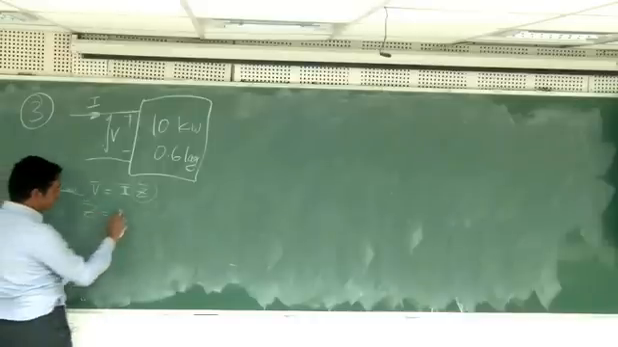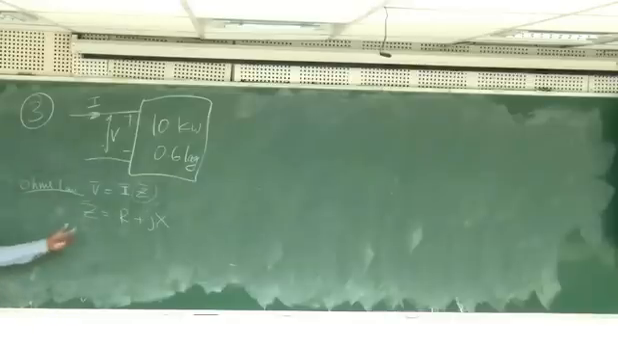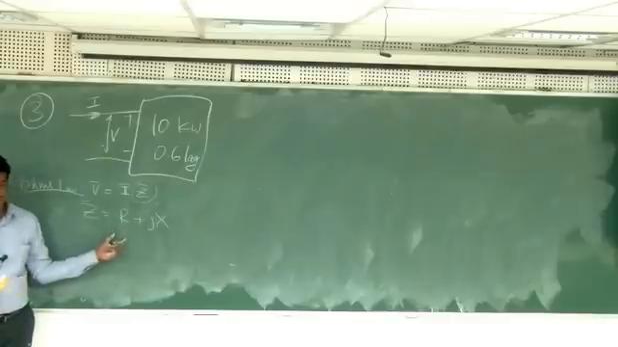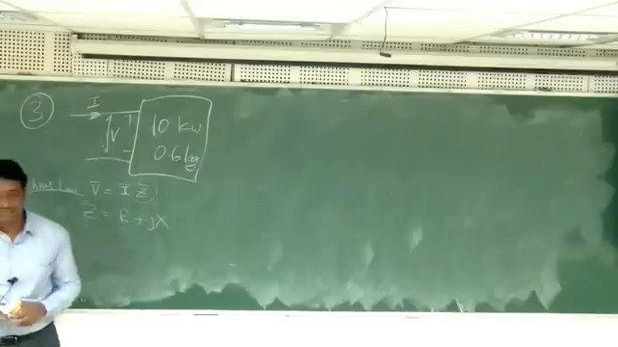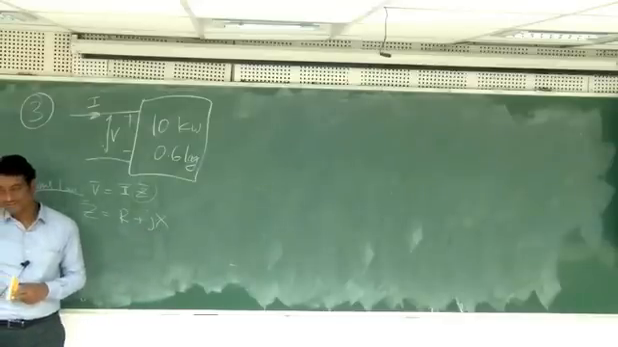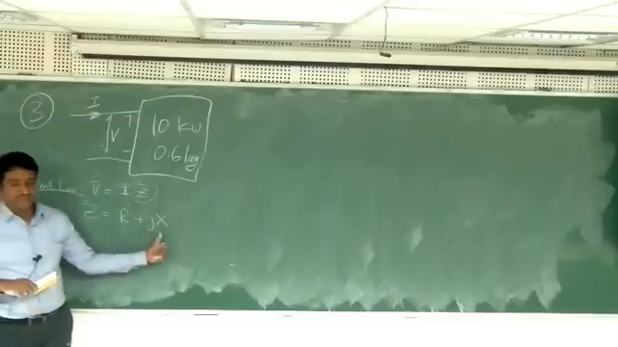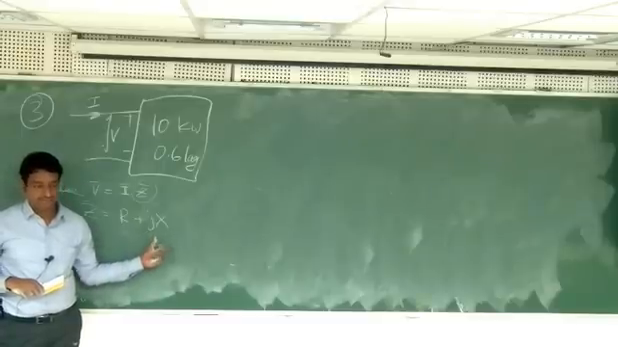Impedance is nothing but R plus jX. If I take the real and imaginary components of the impedance, the real part we call resistance, and the imaginary part we call reactance. Now the question is whether it is capacitive reactance or inductive reactance. It depends on the sign. If it is positive, then it is inductive reactance. If it is negative, then it is capacitive reactance.